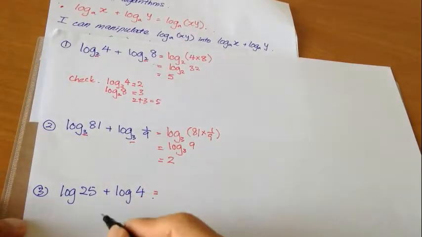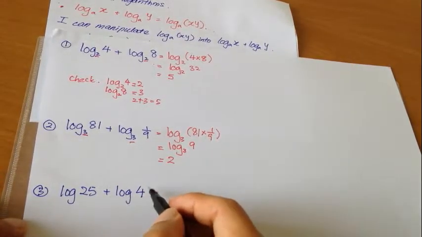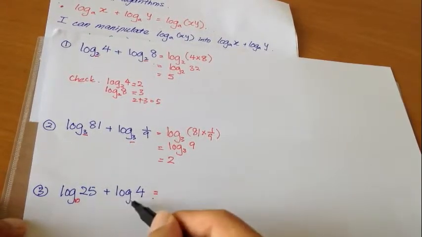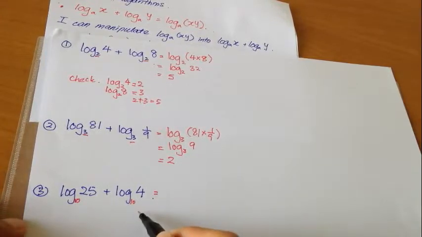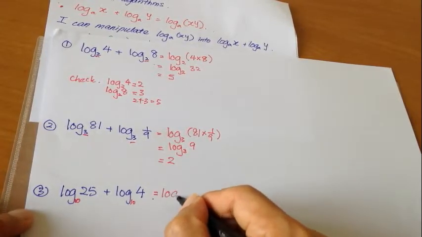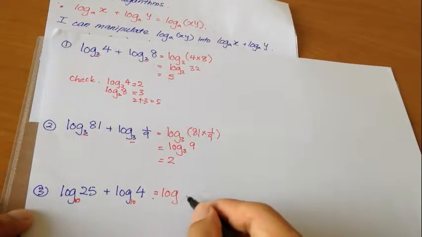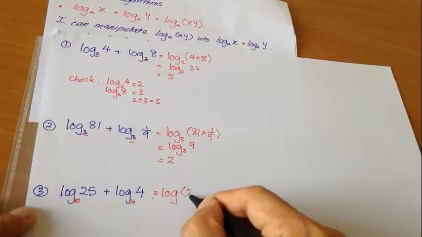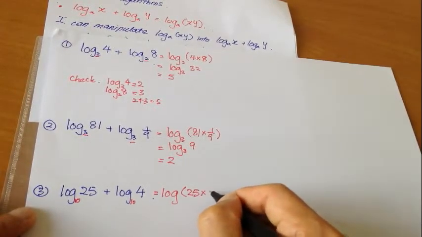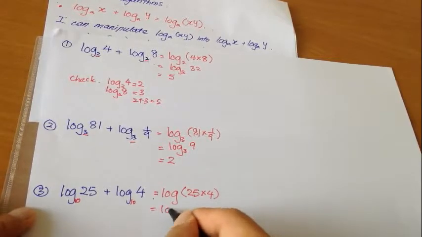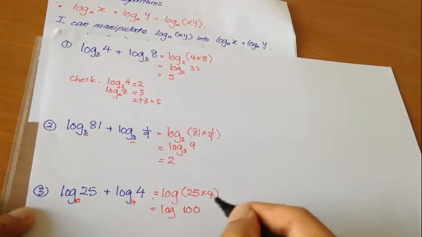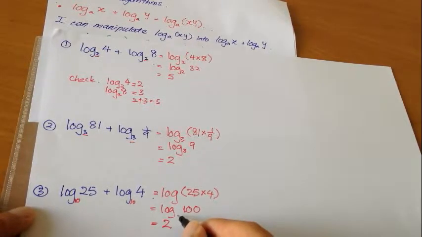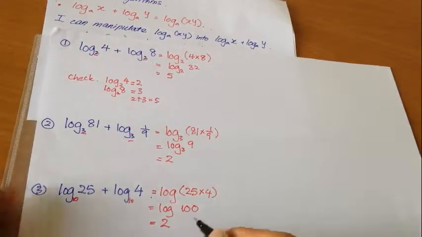The next one is logarithm of 25 plus logarithm of 4. Since the base is not written, this is assumed to be base 10. But I don't have to write that in. I can just rewrite that as logarithm as well. If it's not written, then it's assumed to be 10. And now, I take the product of the two factors, 25 times 4. So I have logarithm of 100. The answer to that is basically just 2 because 10 has to be raised twice to get 100.